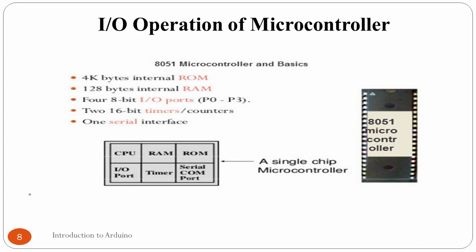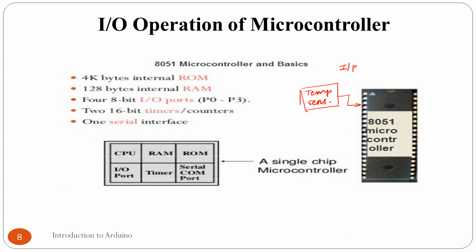First, what is meant by input and output operation of a microcontroller? Suppose we have this microcontroller and we want to read the temperature of the environment. For that purpose we require a temperature sensor, so we have to connect this temperature sensor to the microcontroller. Now this temperature sensor will give data to the microcontroller. This is called an input operation.